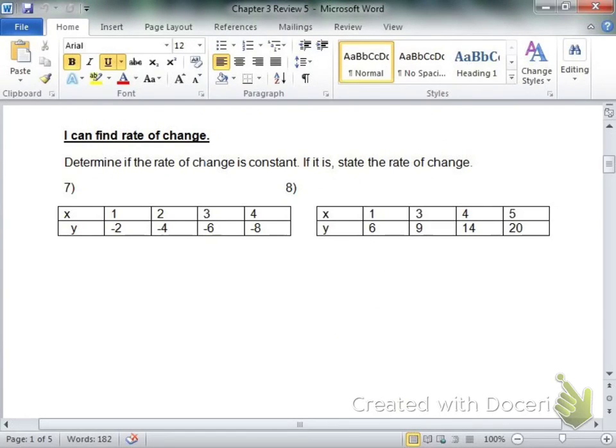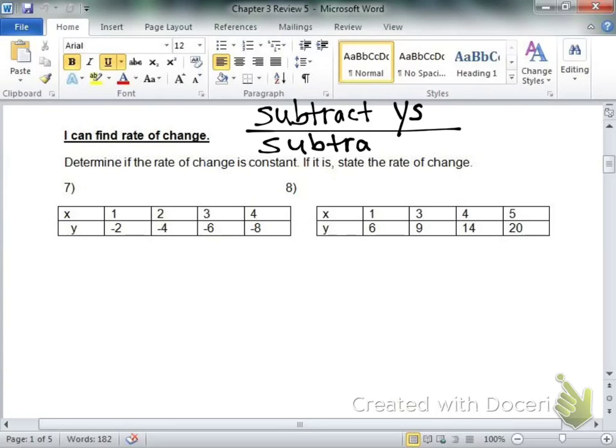All right, 7 and 8 are all about rate of change. Remember, for rate of change, you subtract the y's on the top. And then on the bottom, you subtract the x's. Simplify the fraction if you can. And then you're supposed to notice if the rate of change is constant. So you do it again, and you do it again, until you check all the points. If you get the same rate of change each time, then it's a constant rate of change. If the rate of change is different, as soon as you realize it's different, you can stop and say, no, it is not a constant rate of change. And we always want the y's on top.